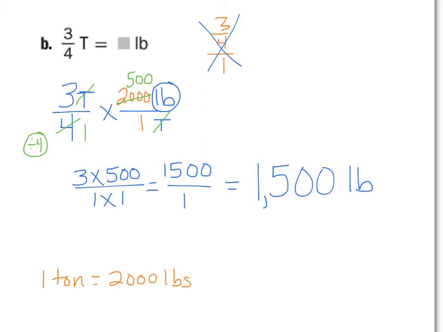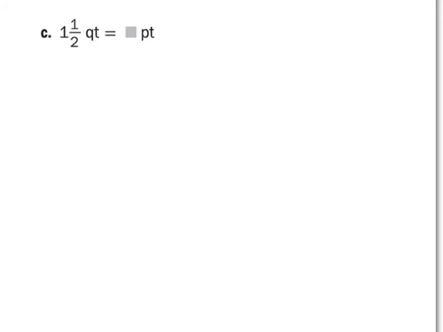All right, so now we know how to use whole numbers. This problem showed us how to use a fraction to start with. Let's look at C. C is different in that they gave us a mixed number, but we know all about that. That's the same thing as 3 halves of a quart equaling how many pints?